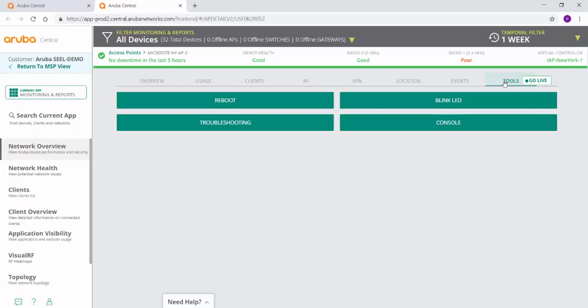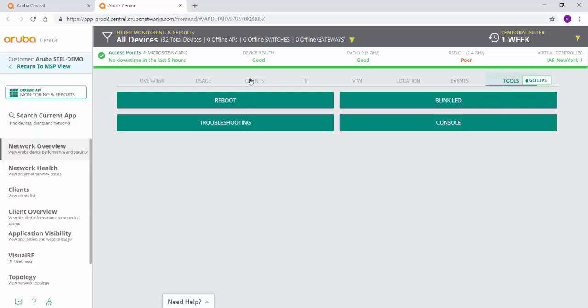Now, something that we have also provided is a set of tools for customers to do additional troubleshooting. As an administrator, if I wasn't quite sure where that access point was, I could start blinking its LED. Or if I wanted to do some further analysis, I could access the console or just reboot the access point itself. One thing I'd like to draw your attention to is the Go Live feature. This is not active today, but it will essentially give us near real-time stats on the performance of that particular device. In doing so, we will be collecting statistics every 5 seconds and then presenting them. That is a unique feature to Aruba.